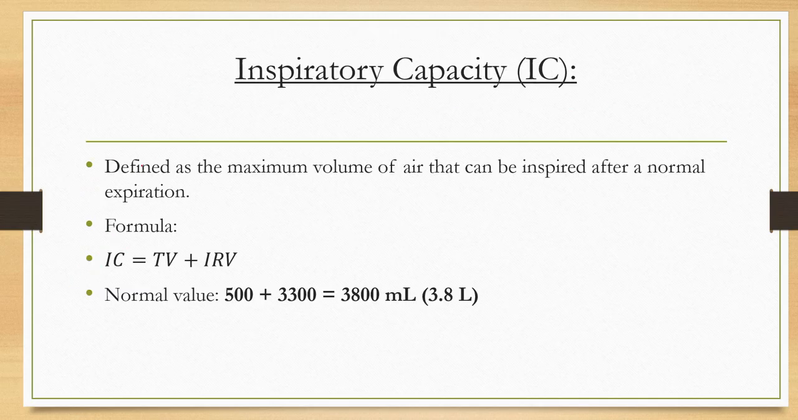Inspiratory capacity is nothing but after you breathe out normally, then you take the deepest breath in possible. The total air you breathe in is your inspiratory capacity. It is defined as the maximum volume of air that can be inspired after a normal expiration. Here is the formula: IC is equal to TV plus IRV. Inspiratory capacity is equal to tidal volume plus inspiratory reserve volume. Normal value is 500 plus 3300 is equal to 3800 ml, that is 3.8 liter.